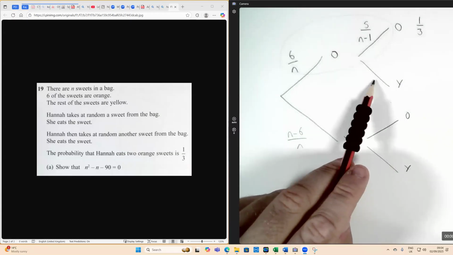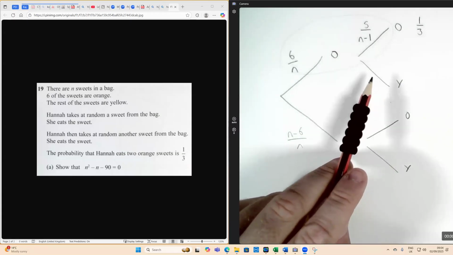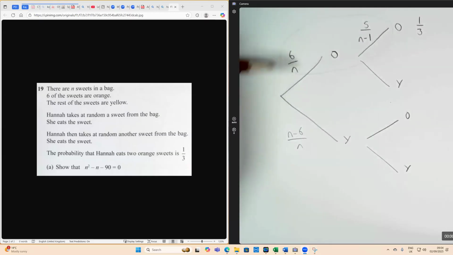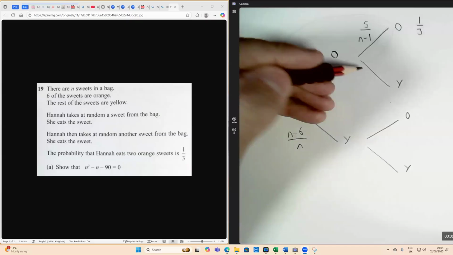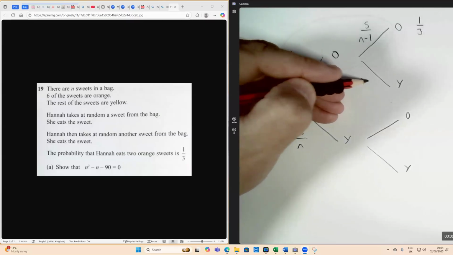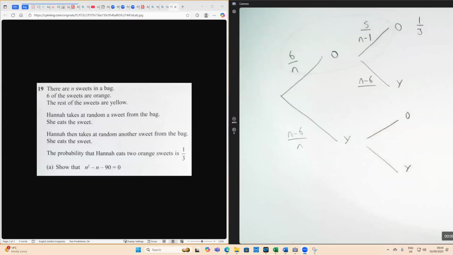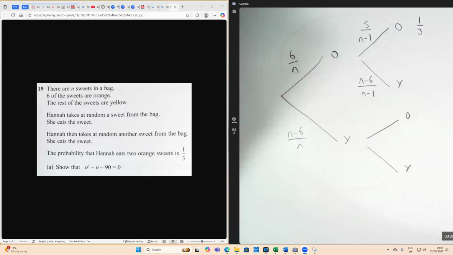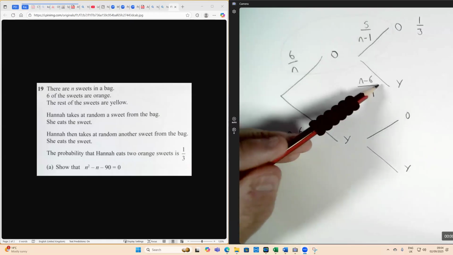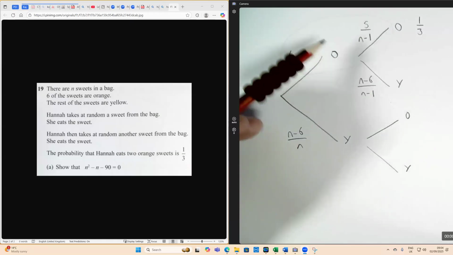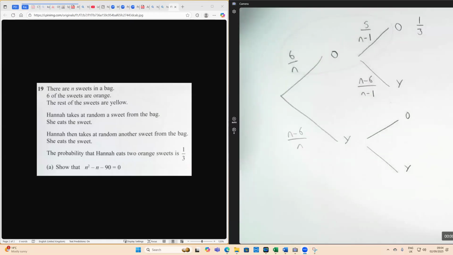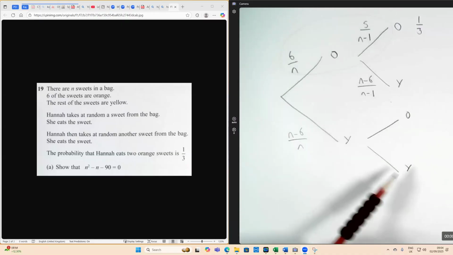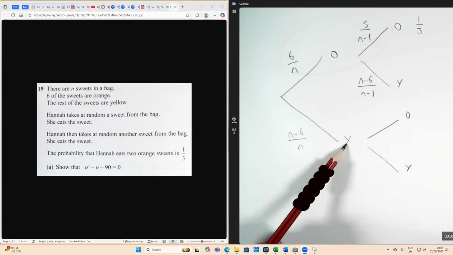So the probability that Hannah selects a yellow sweet. Now, if Hannah had eaten an orange sweet first, there'd still be the same number of yellow sweets. So there would still be n minus 6 yellow sweets in the bag. But the number of sweets in the bag has gone down by 1. So the probability of Hannah selecting a yellow one, if she ate an orange one first, would be n minus 6 over n minus 1. Now let's imagine that Hannah eats a yellow sweet first.